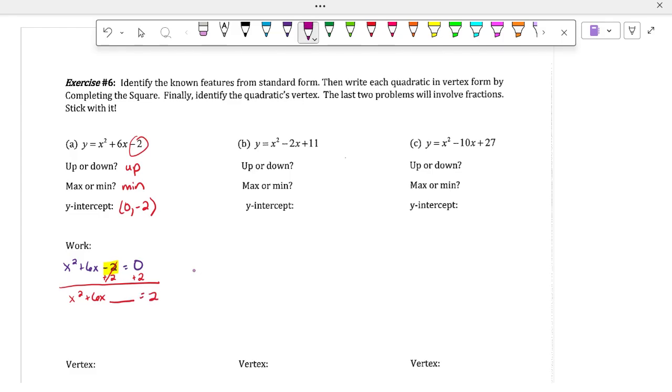I'm going to then take my b value, divide it by 2, and square it. So b over 2 is 3. Square it, that'll give you 9. So this will be plus 9. And remember, since we're adding 9 to one side, I got to add it to the other side. So this is x squared plus 6x plus 9 is equal to 11.